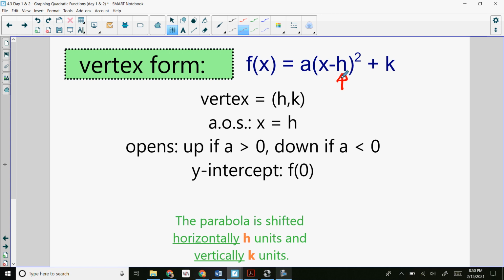there. And then if it opens up, a is going to be positive or greater than 0. Again, you can read that as positive. And it's opening down if a is less than 0. So that part stays the same. Less than 0 means negative.